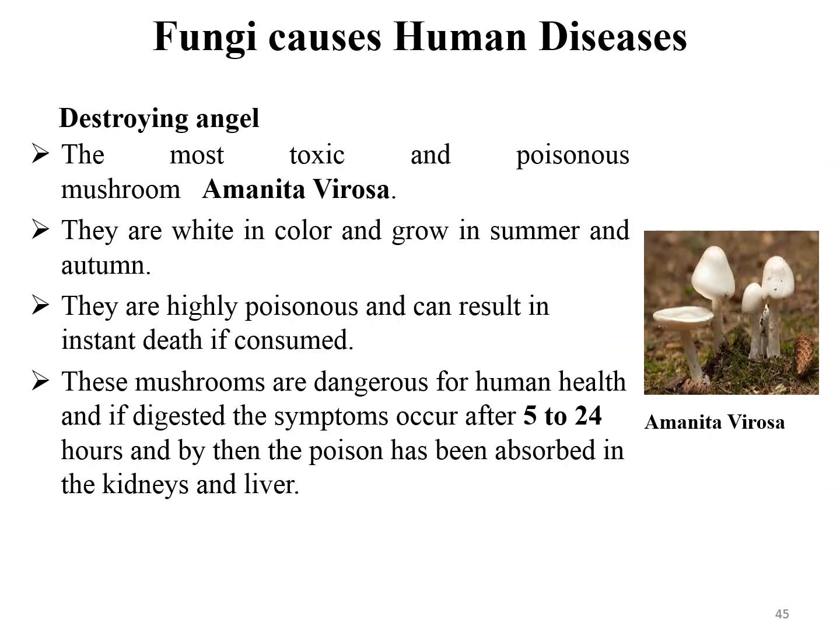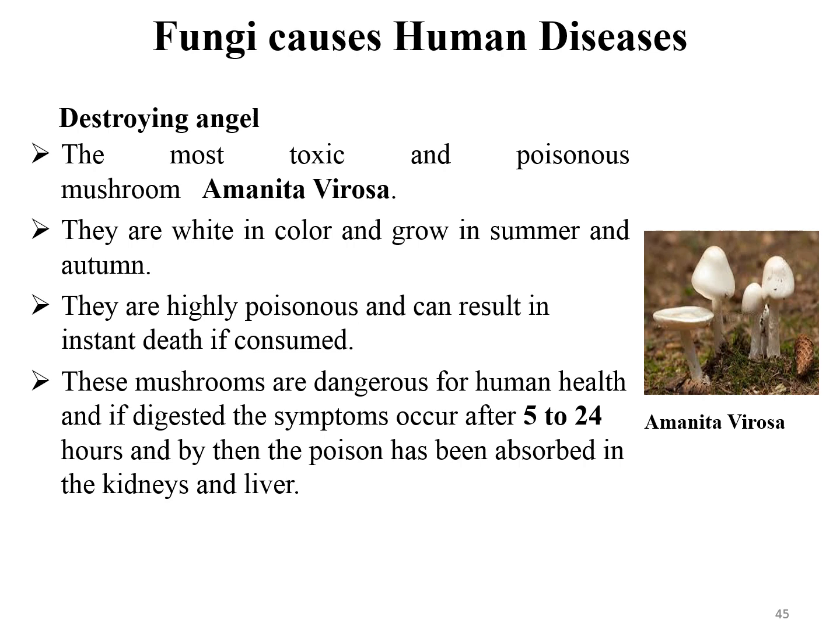Okay, let's talk about the destroying angel. One of the most toxic and poisonous mushrooms is the destroying angel. It belongs to the species Amanita virosa, with a white stalk and gills, as you can see in the picture. They can sometimes be mistaken for button mushrooms and meadow mushrooms, which are edible.